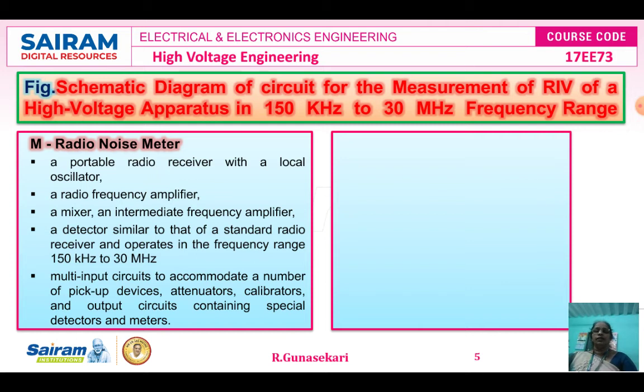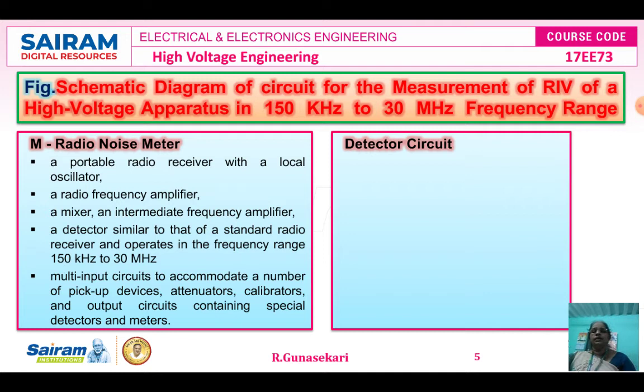The radio noise meter consists of a multi-input circuit which is used to accommodate a number of pickup devices, attenuators, calibrators, and output circuits containing the special detectors and meters. The portable radio receiver with a local oscillator, radio frequency amplifier, mixer, intermediate frequency amplifier and detector is used to measure the RIV only.